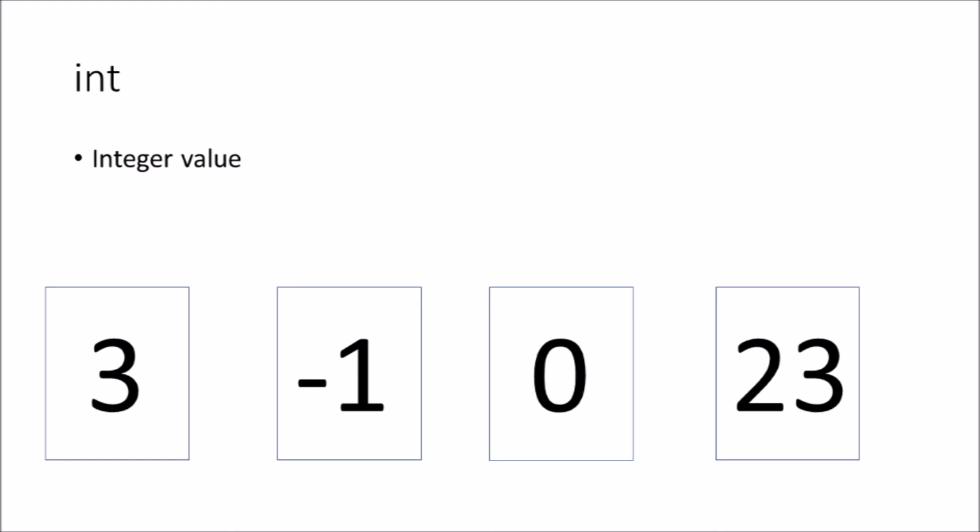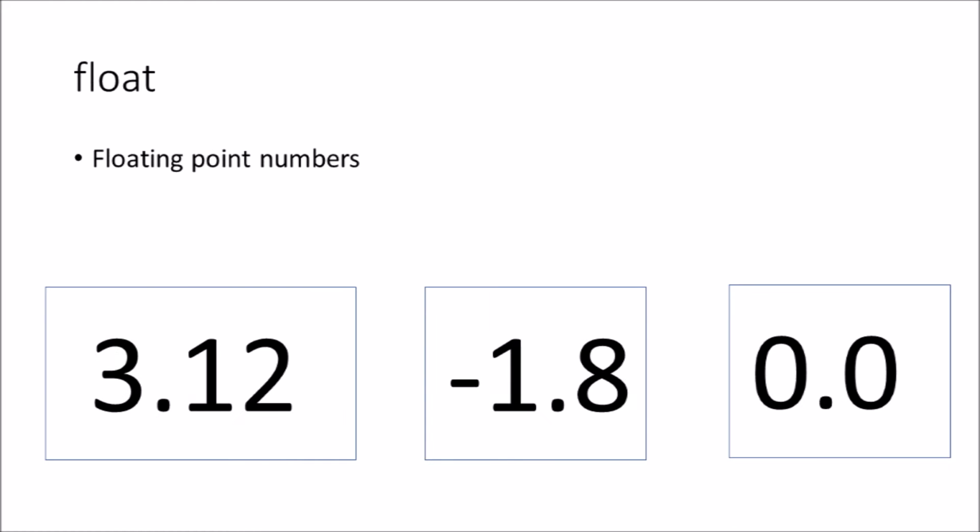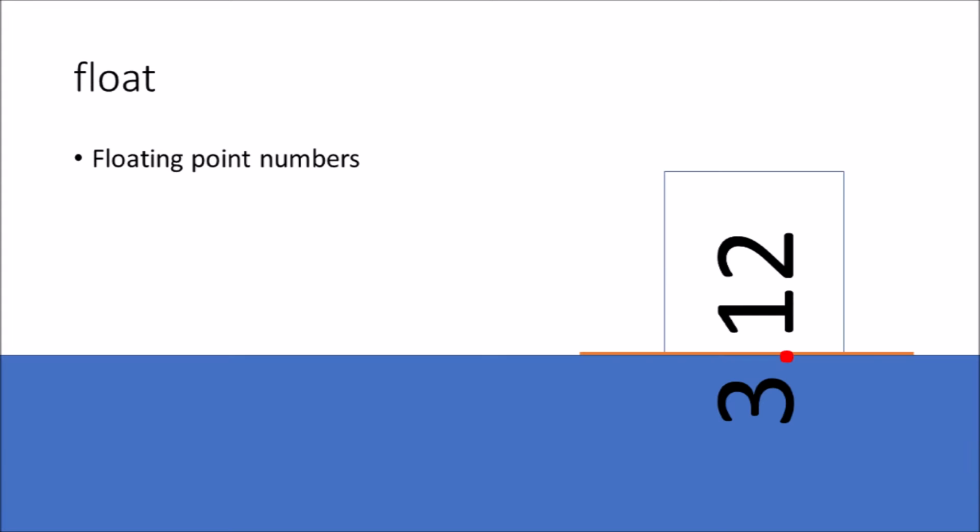First, we have the int data type. All integers are of this type. Next, we have the float data type. These are numbers with decimal points. You can remember this by imagining the numbers after the decimal point floating over it.